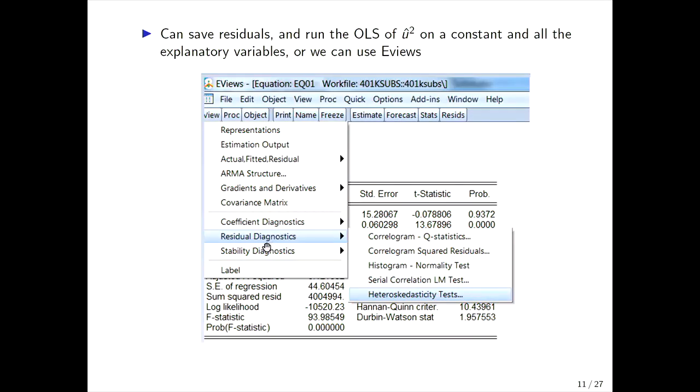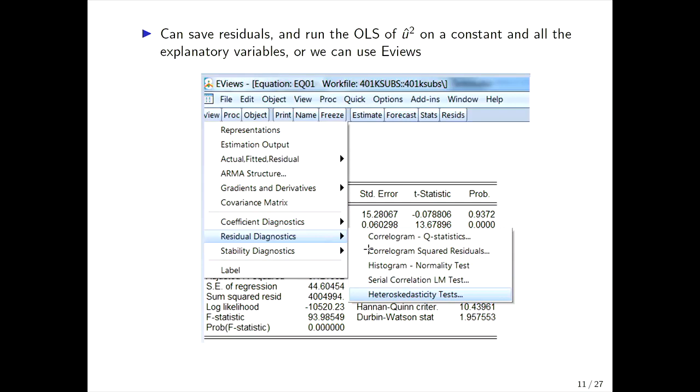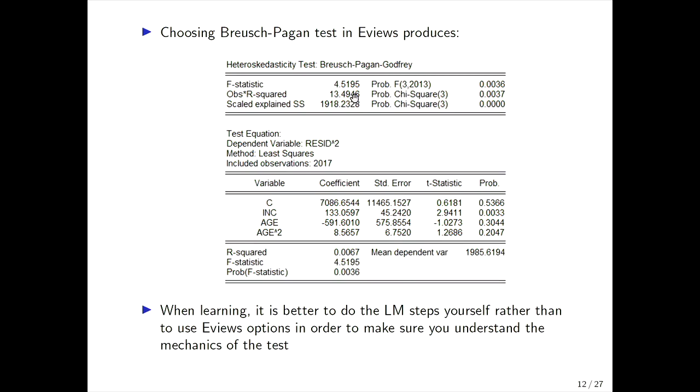But actually the process of conducting a Breusch-Pagan test is automated in EViews. So after we've estimated our linear regression model at step one, if we go View, Residual Diagnostics, you see down here we've got Heteroskedasticity Tests. So when you click on this, this is the output that you get. Here is the F form of the test statistic and the associated p-value. And here's the R-squared form of the test statistic and the associated p-value. And you can see from these p-values, they're way less than 0.05. So whether we use the F form or the R-squared form of the Breusch-Pagan test, we massively reject the null hypothesis that the errors are homoscedastic.